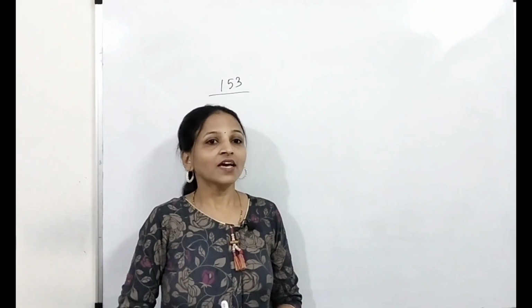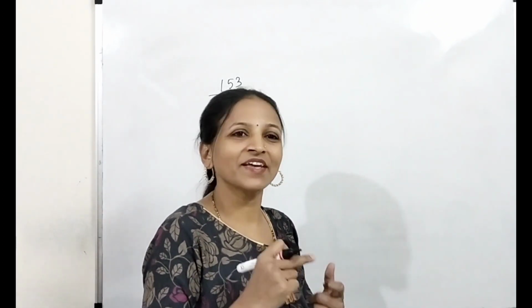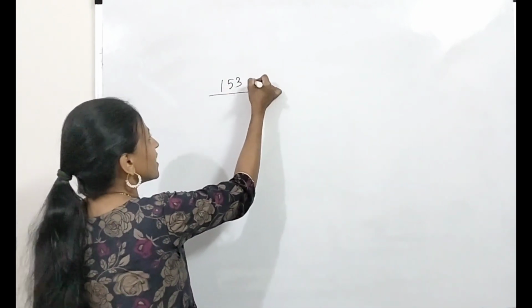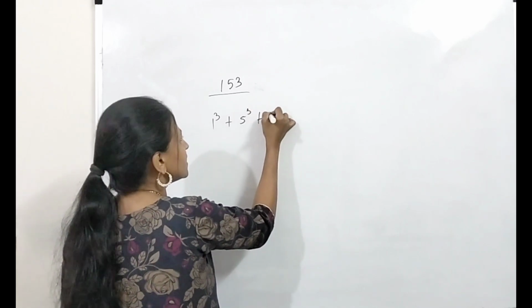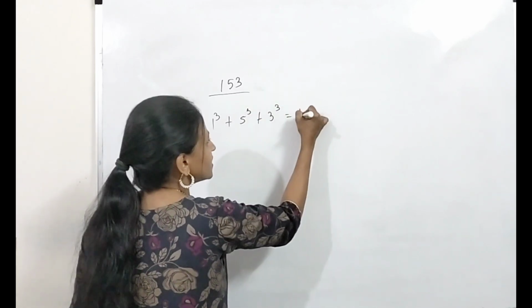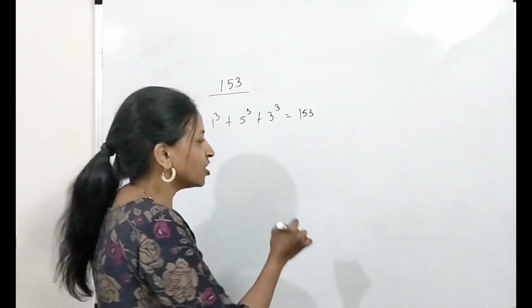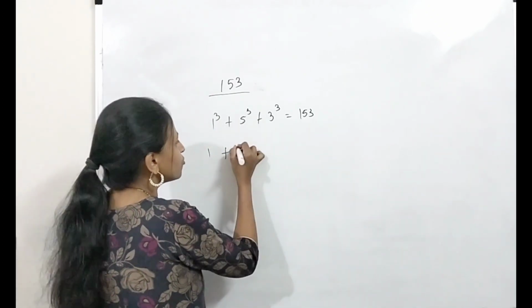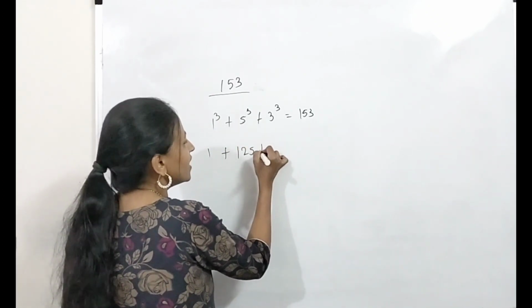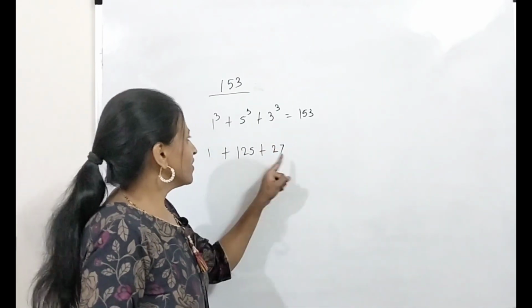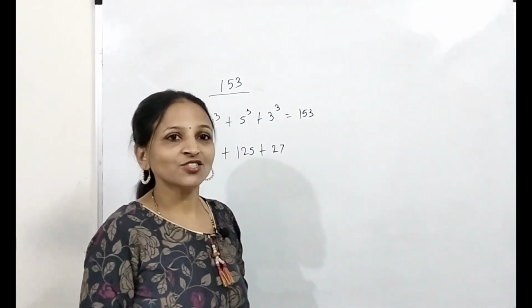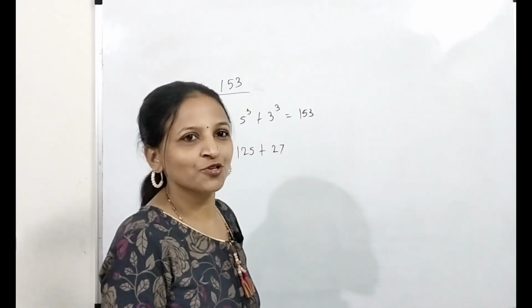Because we can say any number is an Armstrong number if the sum of cubes of digits of that number is the number itself. Here suppose we try 1 cube plus 5 cube plus 3 cube, then we will get the number itself, that is 153. Let us check. 1 cube is 1, plus 5 cube is 125, and 3 cube is 27. Then you will get the number 153. That's why this number is called an Armstrong number.